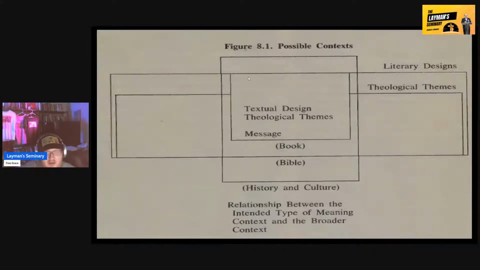So what you have here is the different levels of text. You've got the smallest box here: textual design, theological themes, the messages in there. Then here you've got the book. It's right here, okay? And then you've got the Bible right here. And these lines are indicating literary design and theological themes. It's a relationship between the intended type of meaning context and the broader context. At least that's how I understand him depicting it.